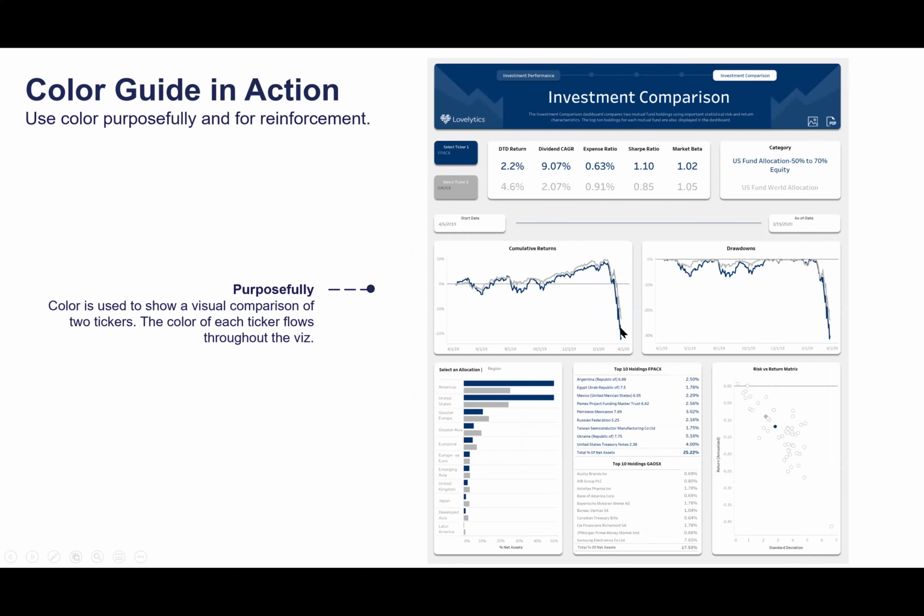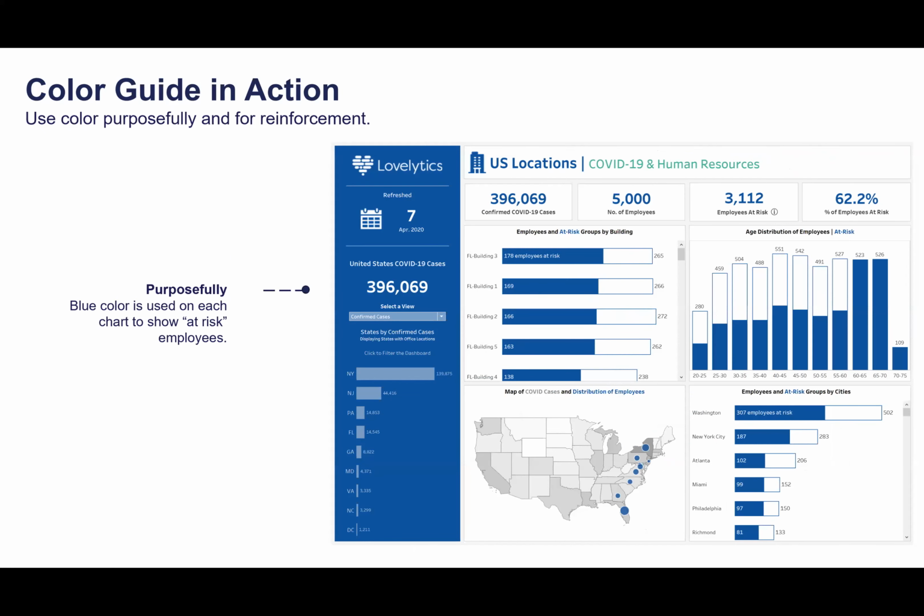Here we're using color purposefully because in this dashboard, the blue is representative of one ticker and then the gray is representative of another ticker. So we've kept those same colors throughout so that a user knows the difference between the two tickers that they're comparing. In this example, everywhere that you see blue, it's representative of employees who are at risk. So we've made sure that we've highlighted blue on each of these bars and on the map to represent those employees in particular. So this is an example of using color purposefully.